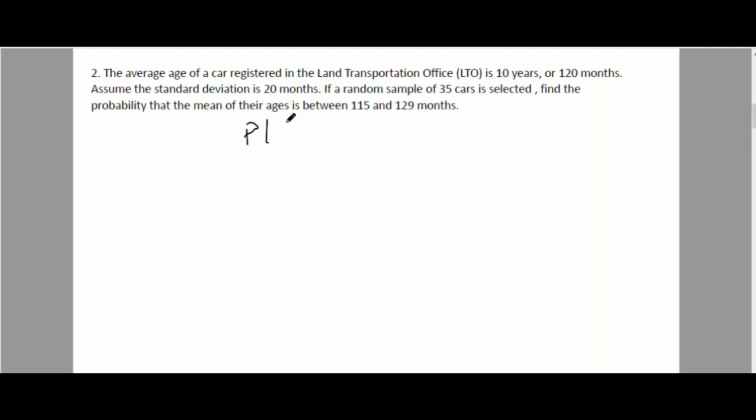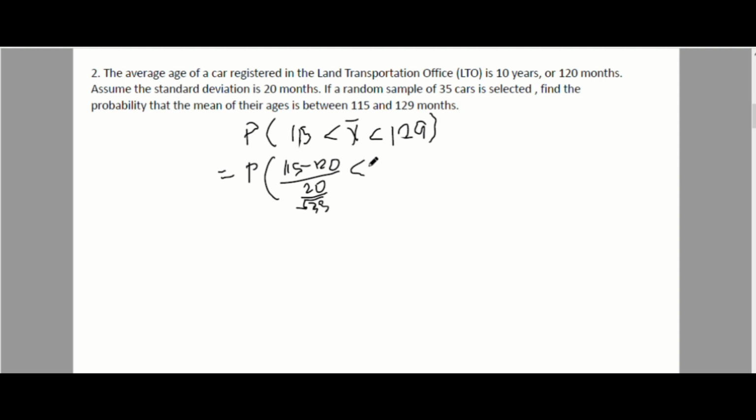So we're asked to find the probability that the sample mean of these 35 cars is between 115 and 129. So we'll use the formula 115 minus the population mean. We will use months because 115 and 129 are in months. So we have 120 minus, the standard deviation is 20. N is 35. There are 35 cars. So this will become now Z.